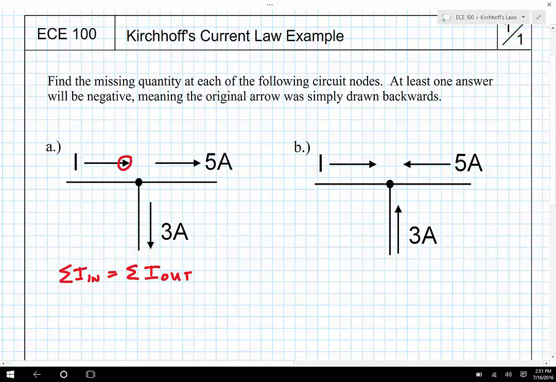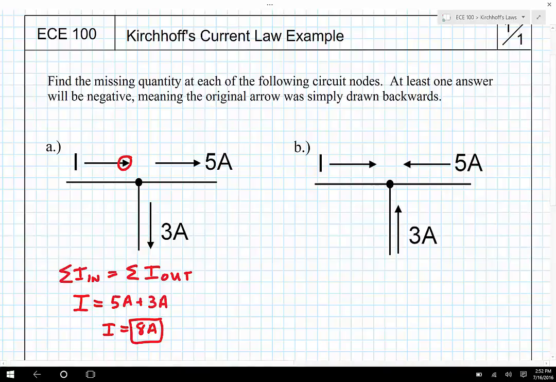You can see here that current I is entering the node, so the left-hand side of the equation is just going to be equal to I. And then there are two currents that are leaving the node. Both of those are known quantities, which makes it pretty easy on us here, because as it turns out, I is just 5 plus 3, which is going to be 8 amps.